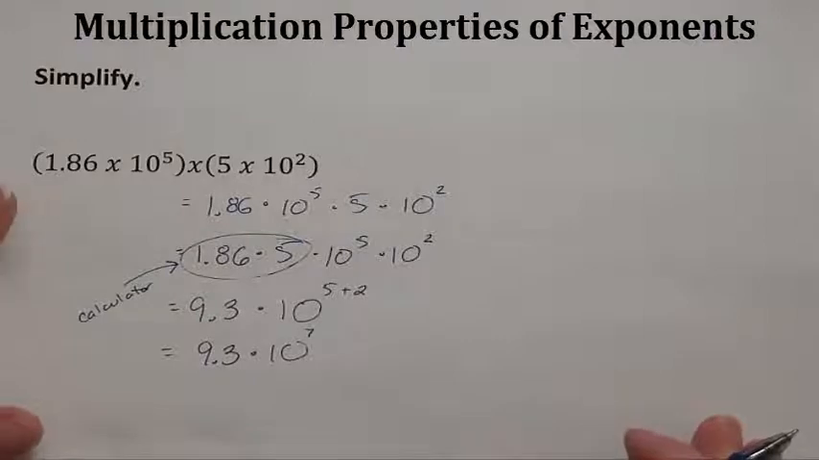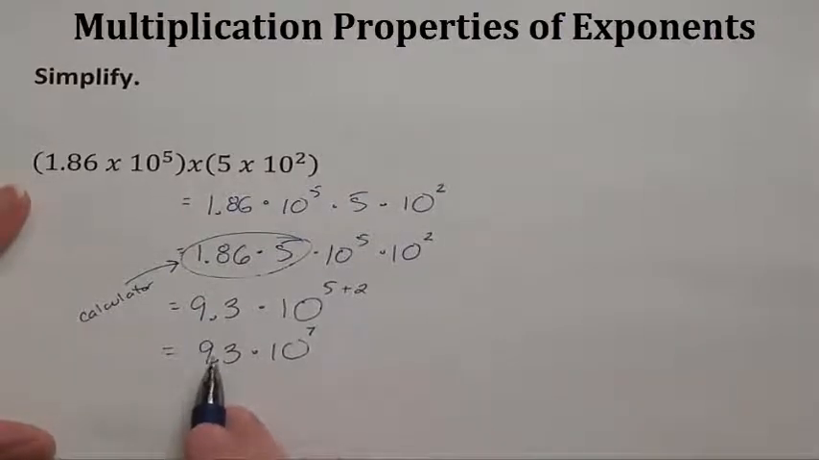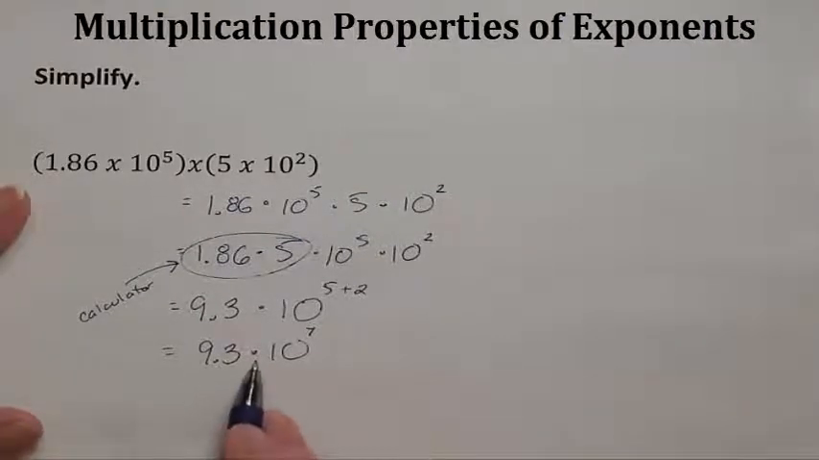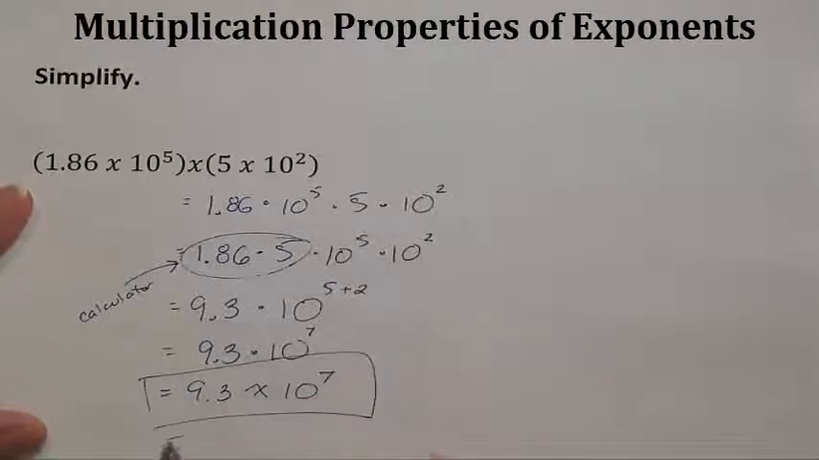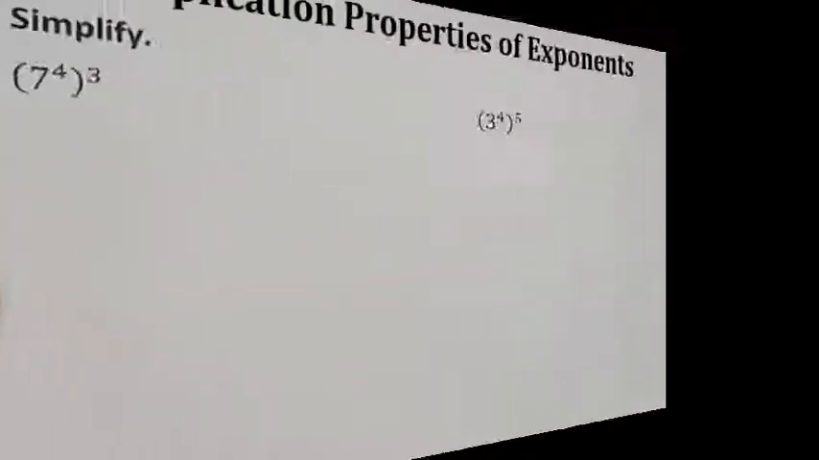Now, is this in scientific notation? I see a digit with a decimal, and then it's times 10 to a power. This is in scientific notation, except we like to write the x as a multiplication sign instead of the dot for scientific notation. So this is my answer, and I'm done.